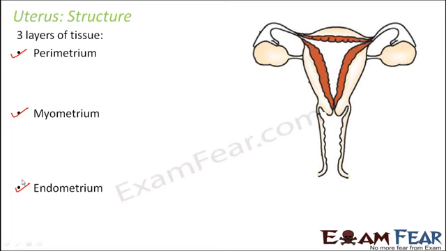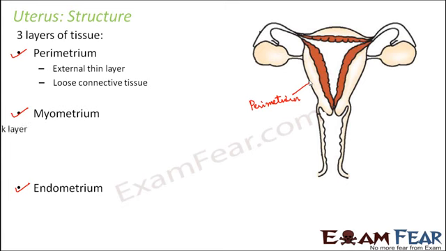So what is perimetrium? It is the external thin layer. If you see, this layer is the perimetrium, the external thin layer. If you see this black line, it is very thin, right? So this is the outermost layer. And what is it made up of? It is made up of loose connective tissue. So it actually tries to keep the uterus distinct from other parts of the body.